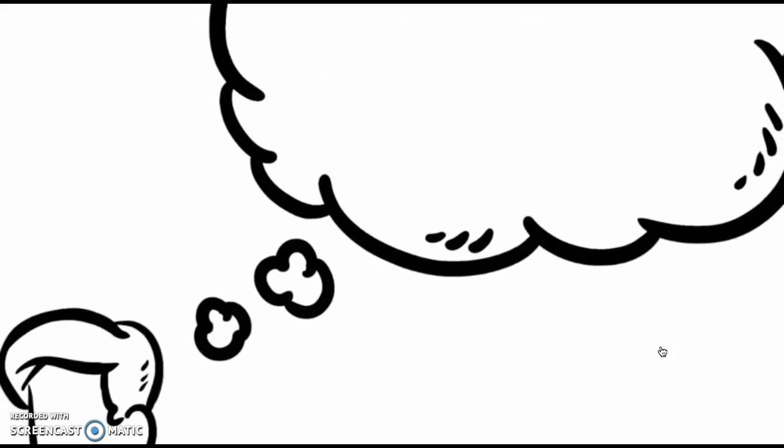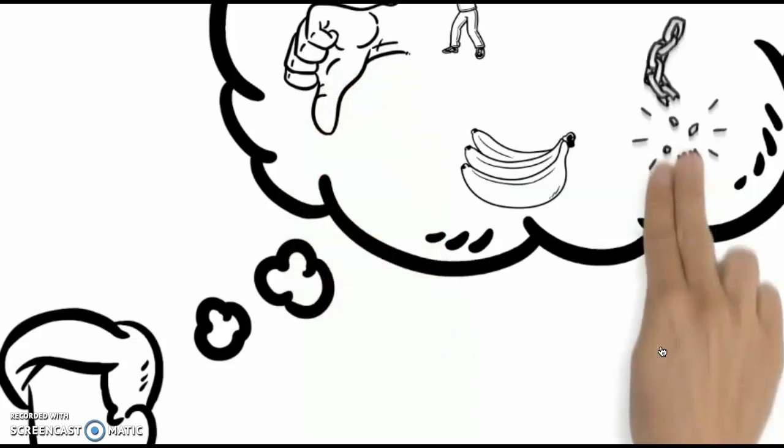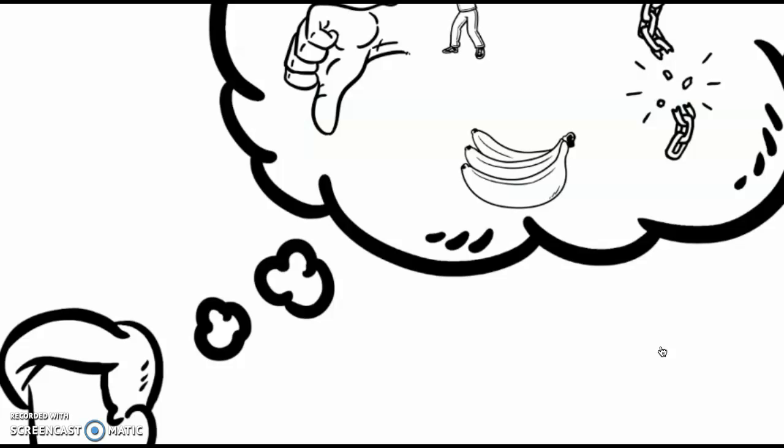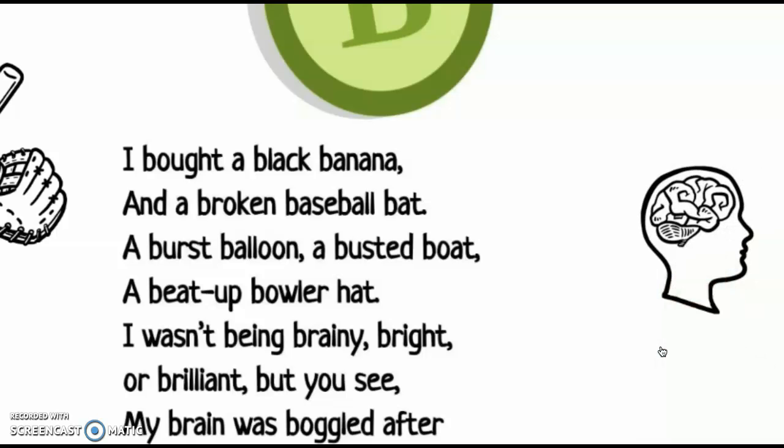Let's use the letter B to come up with some alliteration. We can brainstorm brilliant B words like banana, bee, baseball, bat, boat, buy, bust, beat, black, bad, big, brilliant, and broken. Now that we have a good list of B words, let's put them together to make a poem. Our poem can also include rhyme. I bought a black banana and a broken baseball bat, a burst balloon, a busted boat, a beat-up bowler hat. I wasn't being brainy, bright, or brilliant, but you see, my brain was boggled after being bitten by a bee.